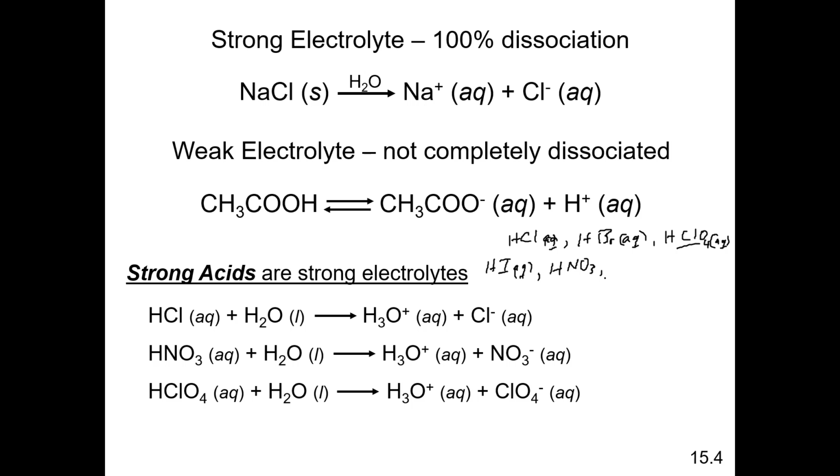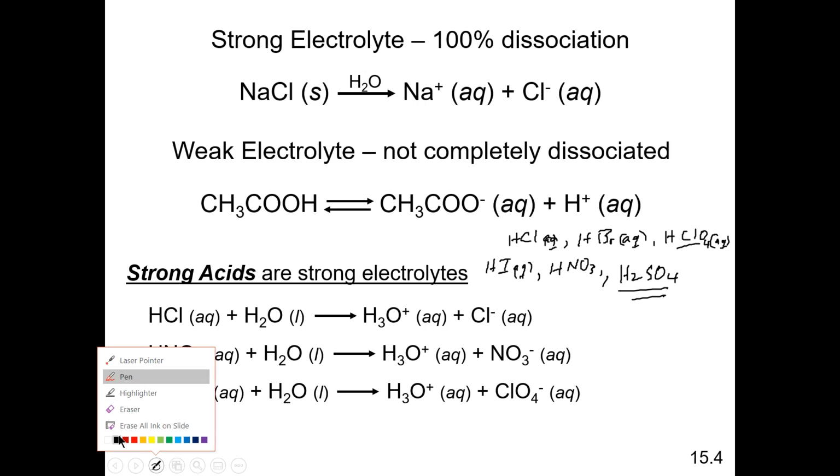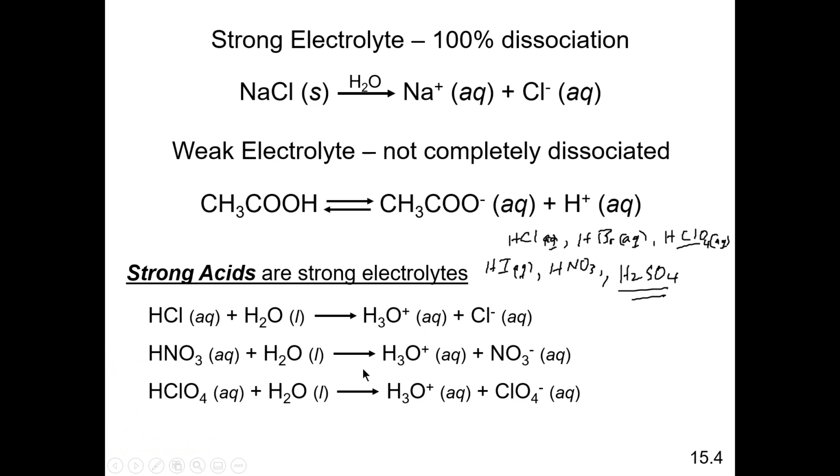Oh, sulfuric acid, right? Sulfuric acid, H2SO4. That's another strong acid. There's something unique about sulfuric acid. As you can see, it has 2 hydrogens. When it loses the first one, that's a strong dissociation, but when it loses the second one, that's a weak dissociation. I think we'll get to that later on. Anyway, so that's what happens in the case of strong acids. Strong acids are strong electrolytes. They allow for the conductance of electricity because they undergo complete dissociation.